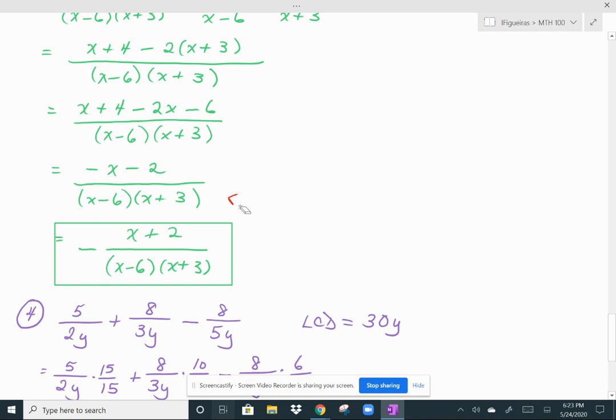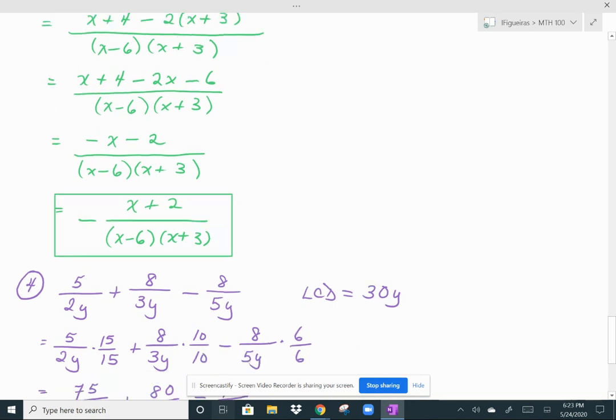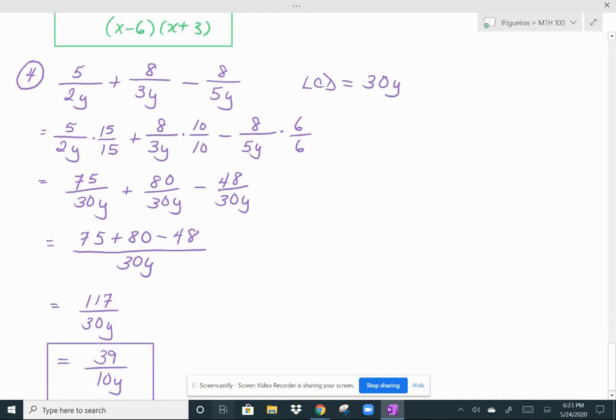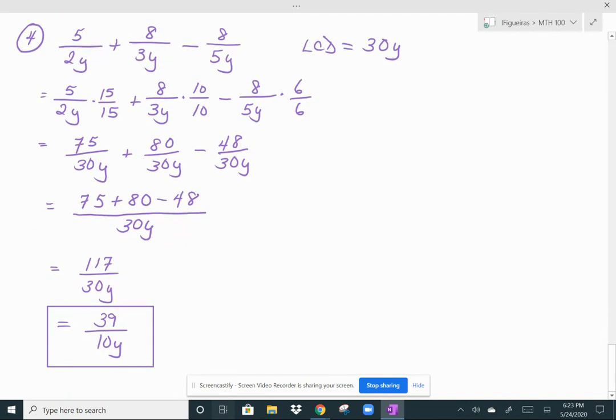Okay, so let's move on. This time I have 3 terms. So I have 5 over 2y plus 8 over 3y minus 8 over 5y. So I'm looking for the LCD of all of my denominators. So the lowest common multiple of 2y, 3y, and 5y is 30y. So now I have to multiply each expression by what I need in order to make that denominator 30y. So the first one will get multiplied by 15 over 15. The second one gets multiplied by 10 over 10. And the third one gets multiplied by 6 over 6.